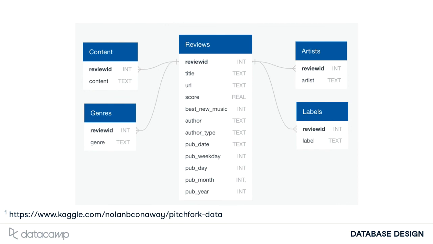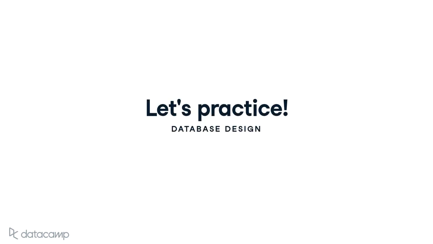The review ID field is a foreign key to tables content, genres, artists, and labels. Content holds the text of the review. Okay, now we're ready. Let's get to some exercises.